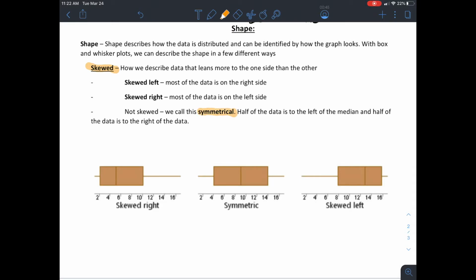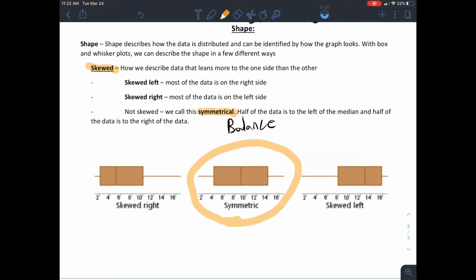All right? So when a graph is symmetrical, as you can see in this example, it means that half of the data is to the left of the median and half of the data is to the right of the middle. Right? It means that it's balanced. So balanced is another word that I like to think of when I'm thinking of symmetrical data.